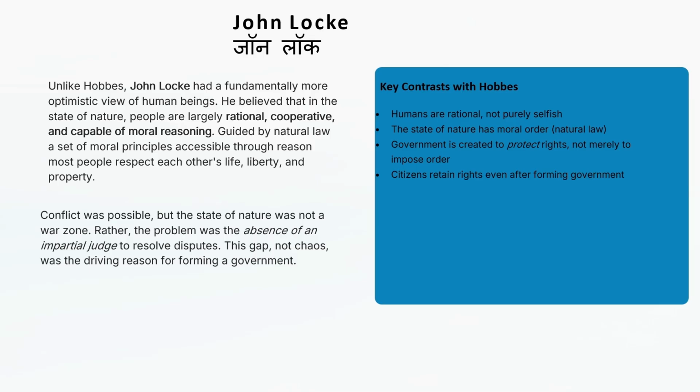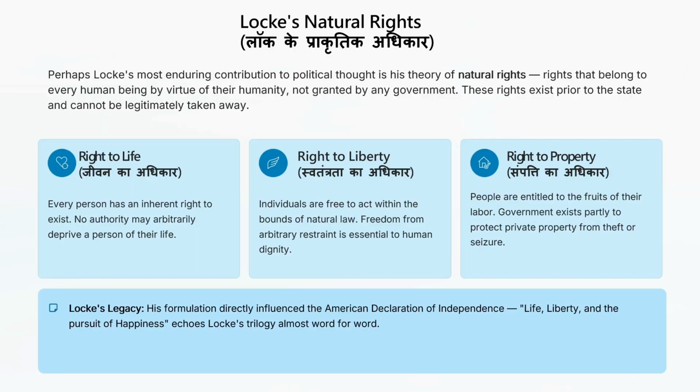Second, John Locke. John Locke gave his view in social contract theory. Unlike Hobbes, John Locke believed that humans are generally rational and capable of cooperation. He believed that the state of nature was relatively peaceful, but conflict could arise because there was no authority to settle disputes. Therefore, people created government to protect their natural rights.